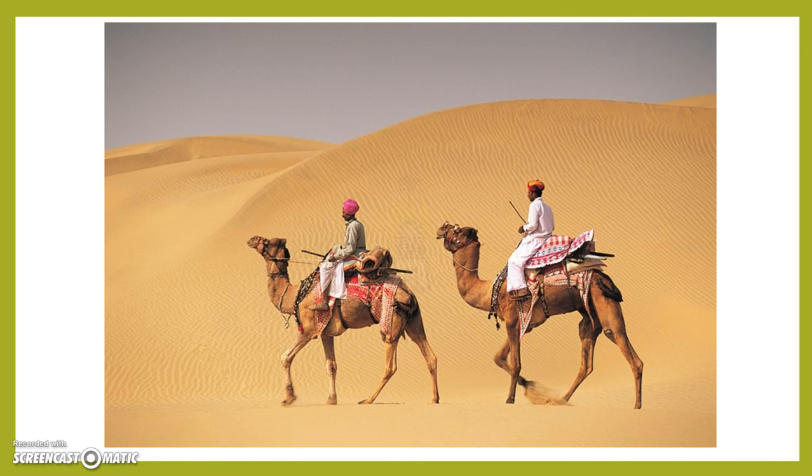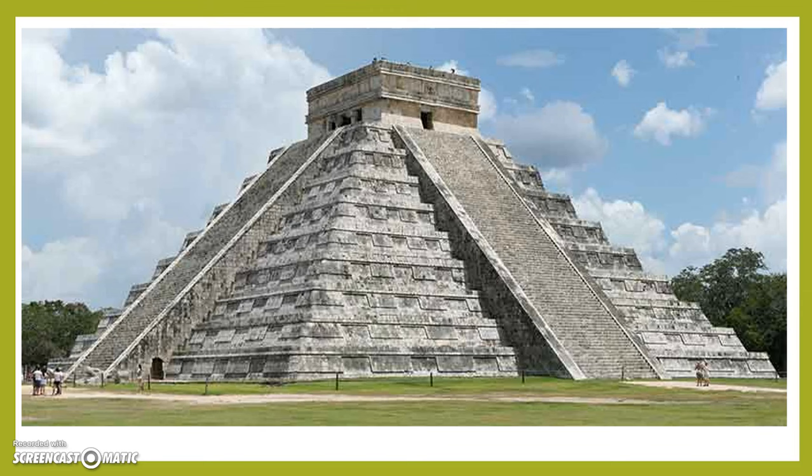Here is another example of adaptation. They're using camels to travel through the desert. They can't change the fact that there's a desert there, so they have found a way to adapt to it by using camels to travel. This one is obviously not part of the environment, so it was put there by humans, and this is a modification.